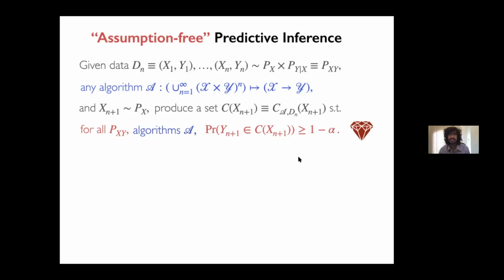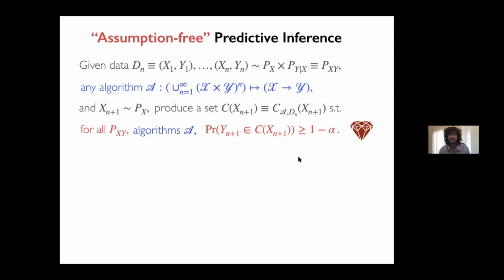And we have some algorithm in mind, but all of this framework broadly is going to be algorithm agnostic. But as I said earlier, an algorithm is just a mapping from our training data to a predictor. Now, what do we want to do with this data and this algorithm? We would like to say that given a new point, X_{n+1}, coming from P_X, I would like to produce a set, C of X_{n+1}.